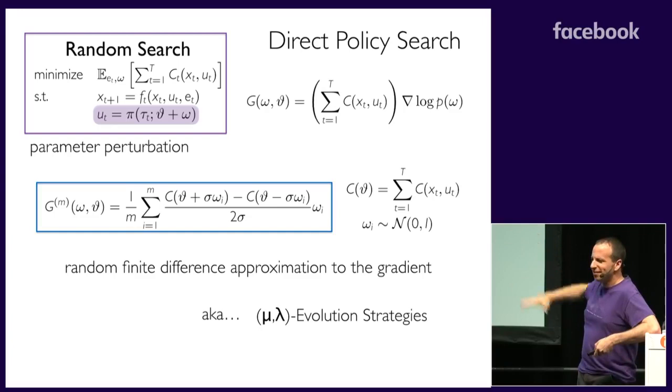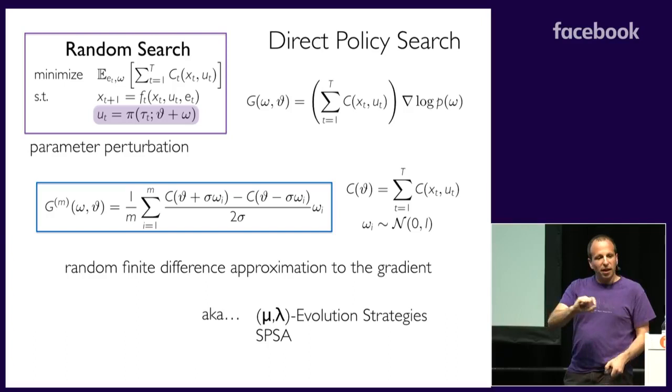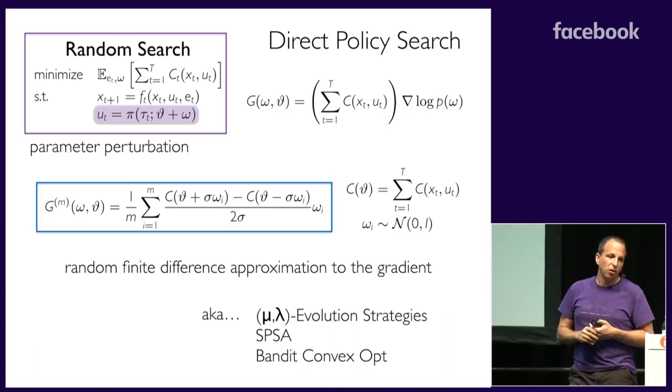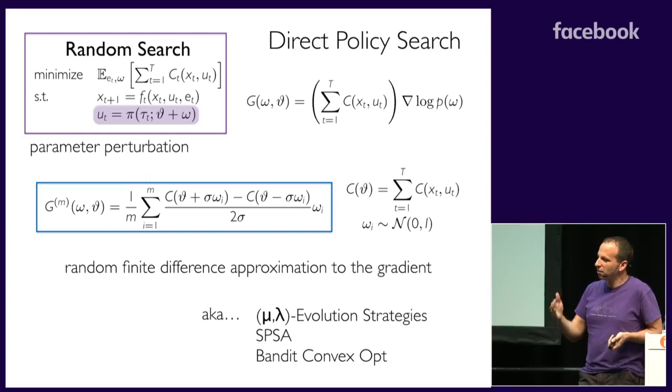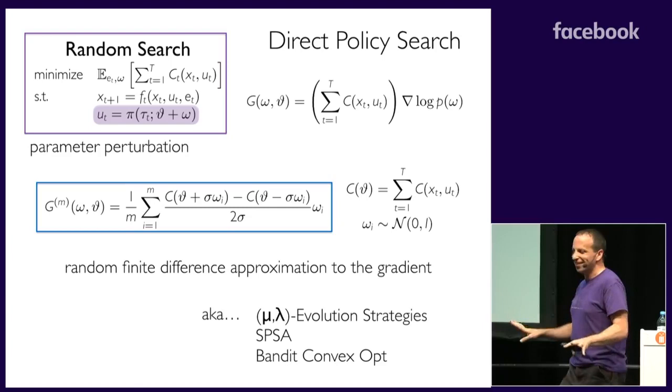It was also invented by our friends at stochastic approximation, by Spall. And it was also invented in the learning theory community, and it's called bandit convex optimization. And it's usually my feeling that if you have an algorithm that is developed independently by four different communities, they're probably onto something, right? That's just signal. Okay, so we're gonna come back to this one.